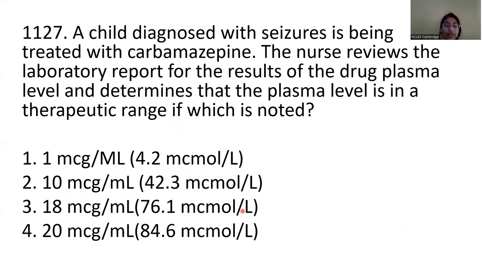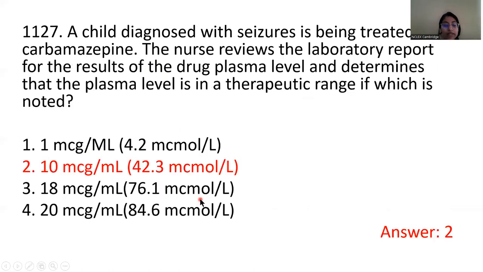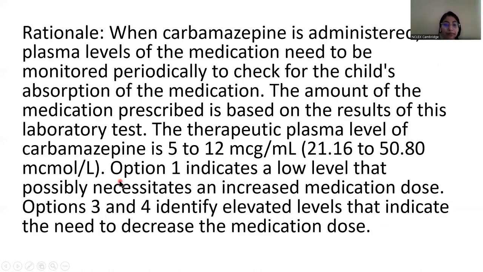Now see the next question. A child diagnosed with seizures is being treated with carbamazepine. The nurse reviews the laboratory report of the drug plasma level and determines that the plasma level is in a therapeutic range if which is noted. Okay, so in this question, we have to tell what the normal range of carbamazepine is. So the options are option 1, 1 mcg per ml, option 2, 10 mcg per ml, option 3, 18 mcg per ml, option 4, 20 mcg per ml. So the correct answer is 10 mcg per ml.